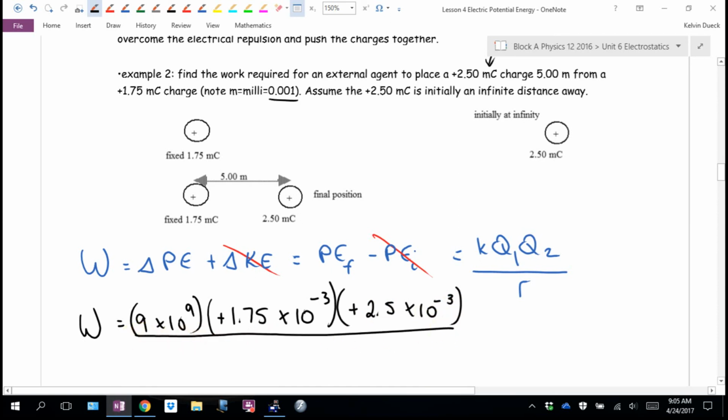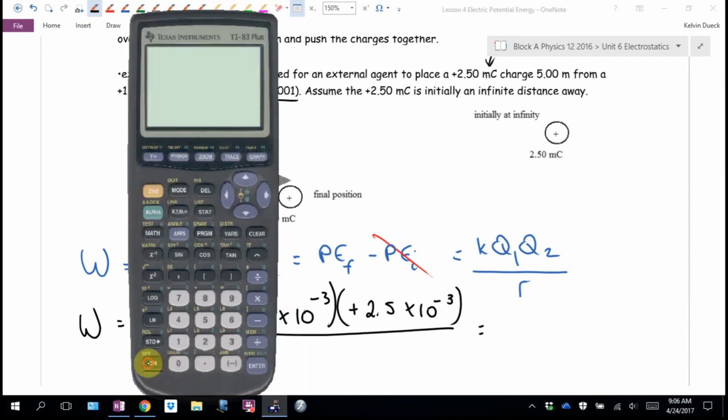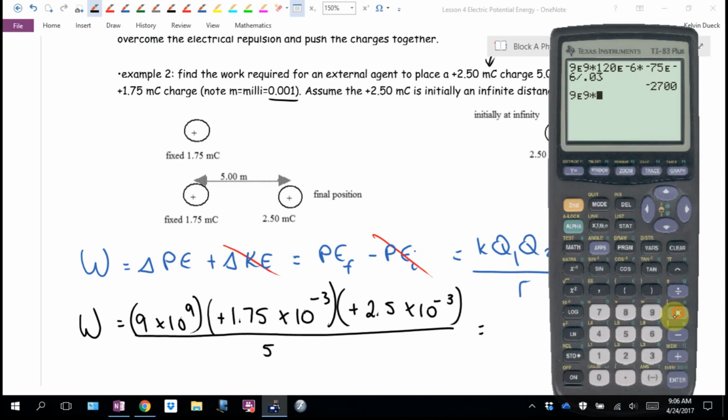Divided by, Drake, what's our final distance? What's our final R? 5. Yeah. You know what? I think this will work out nicely too, yeah? 9 times 10 to the 9th. 1.75 times 10 to the negative 3. 2.5 times 10 to the negative 3 millicoulombs.